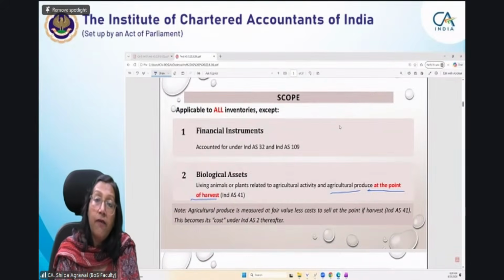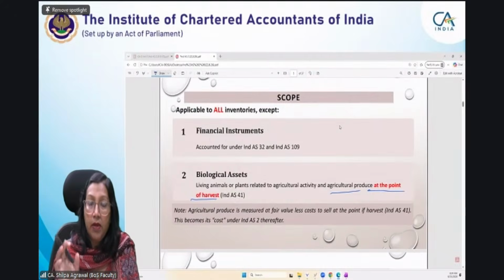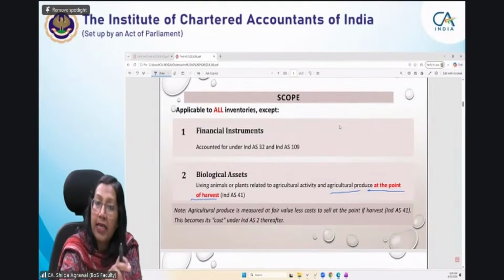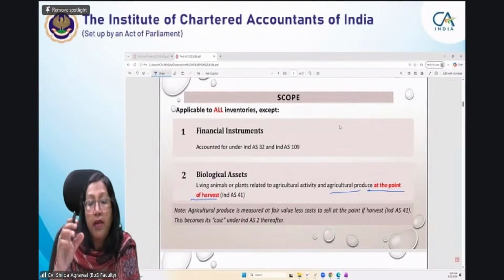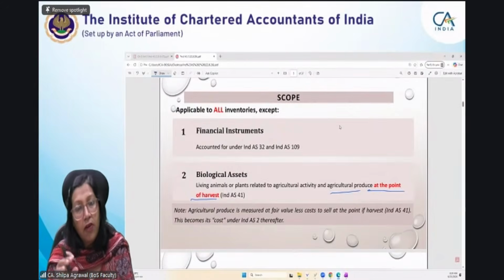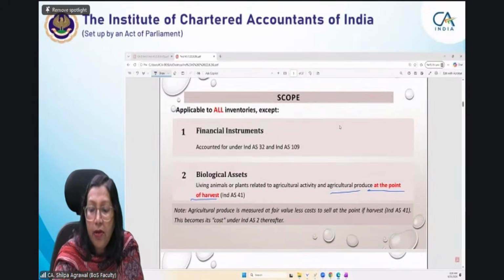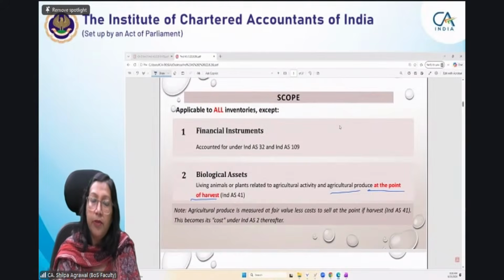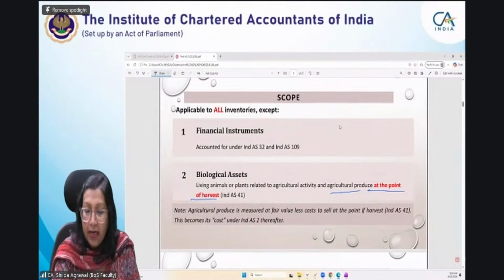So till the point of harvest, Ind AS 41 applies. After it is harvested, what will be the cost of that particular agriculture produce? The produce which has been recognized at the point of harvest is at fair value less cost to sell. That will be the initial recognition of that inventory after harvest. However, at the point of harvest, the agriculture produce itself will not be considered as inventory.